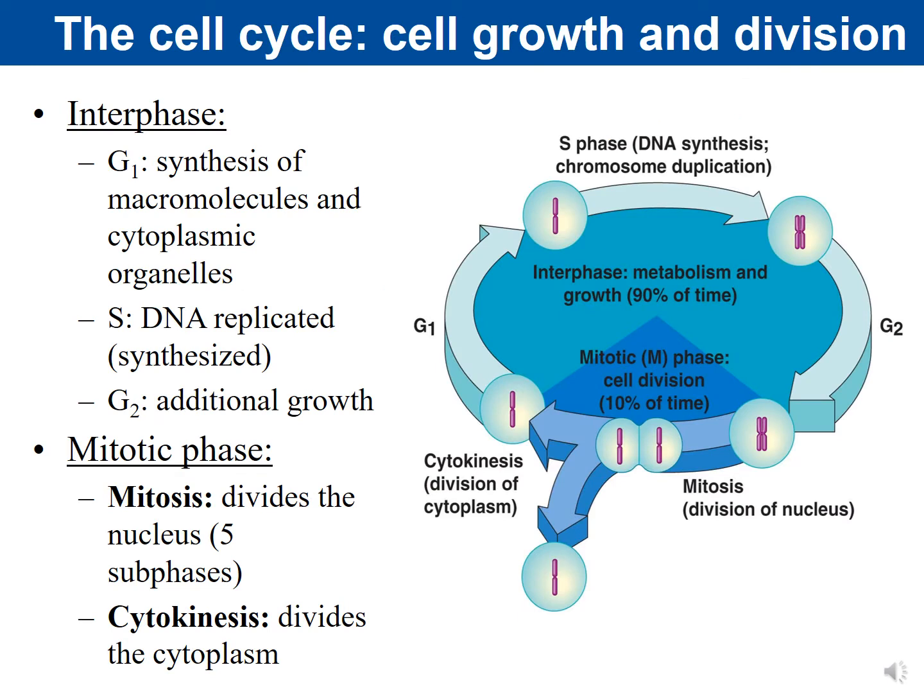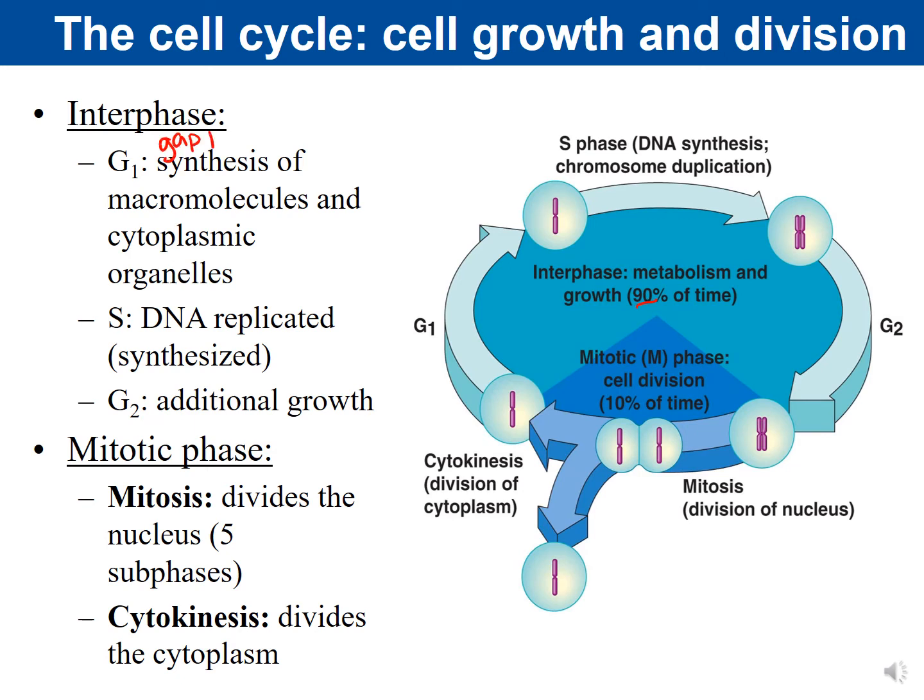So if we look at the cell cycle, it can be divided into two main phases. The first phase is interphase. Interphase is where we're going to have the most metabolism and growth. And so notice that about 90% of the time, the cell is in interphase. So if we look at interphase, interphase is divided into three subcategories. The first one is called G1. G1 stands for gap 1.